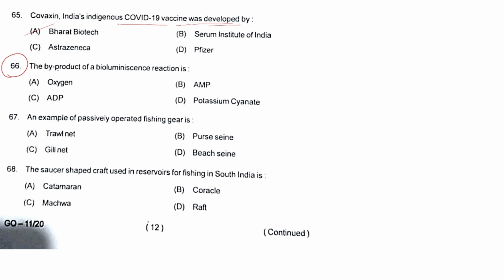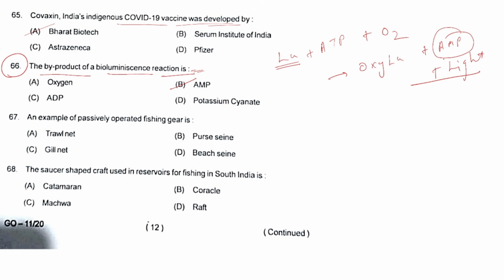Next, question number 66. The byproduct of a bioluminescence reaction is. So what is the byproduct of a bioluminescence reaction? The right answer for this will be option B, that is AMP. Remember what happened? The luciferin, that is the bioluminescent agent, plus ATP, again plus oxygen, gives rise to oxyluciferin plus AMP plus light. So the right answer is AMP. AMP is released, so option B will be the right answer.